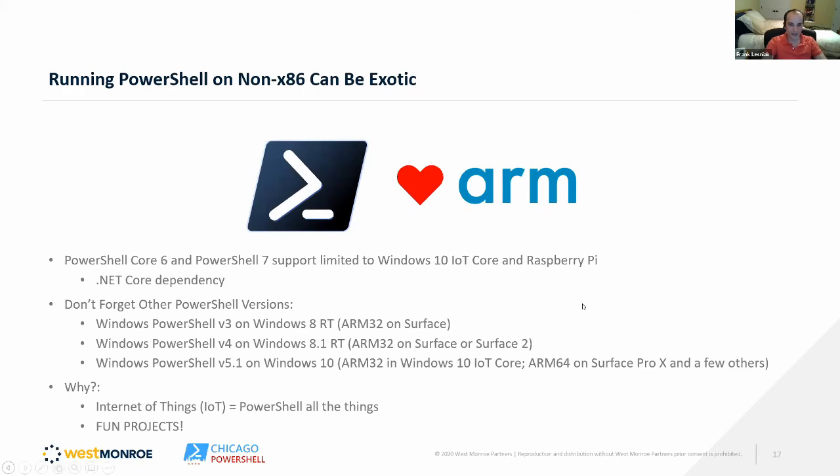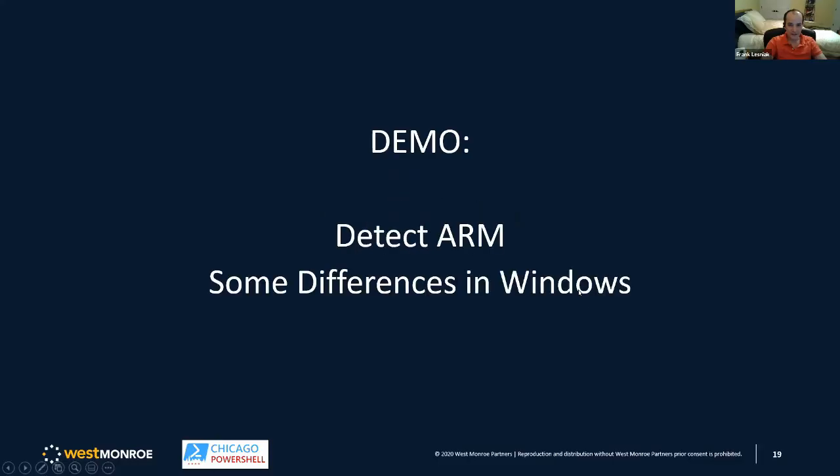So anyway, I talked about a fun project. I've got a quick demo here for detecting ARM CPUs, because there are some key differences that I want to make you aware of. So give me a second just to get my bearings here. I've got to turn my Windows 10 ARM device on. It's sitting right next to me. It's not a Surface Pro X, it's a Lenovo C630.